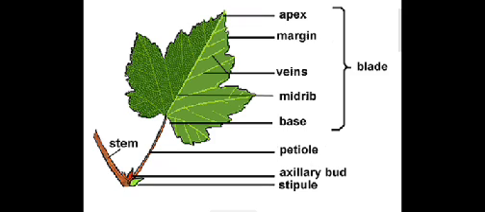So apex is that point, and if you may be confused about blade and margin, actually margin, apex, veins, midrib and base are all parts, and the blade is the sum of all these. That's the outer side of the leaf, that is the blade. So the margin is the outer side of the leaf, and veins we have already discussed. These are the branches that grow from the midrib.